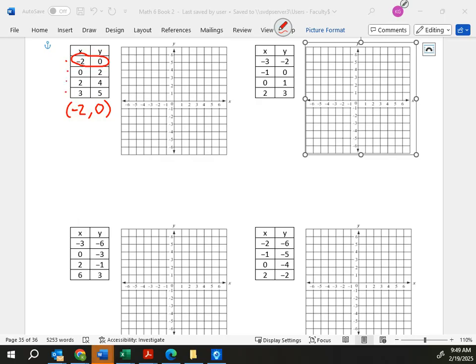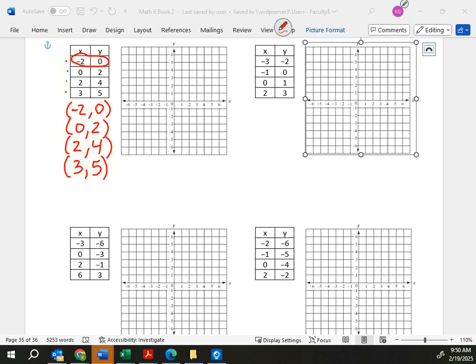So we had -2, 0. Our next ordered pair would be 0, 2. And that next ordered pair is 2, 4. Then we have 3, 5. So that's our first step. Everybody should write out all four ordered pairs.